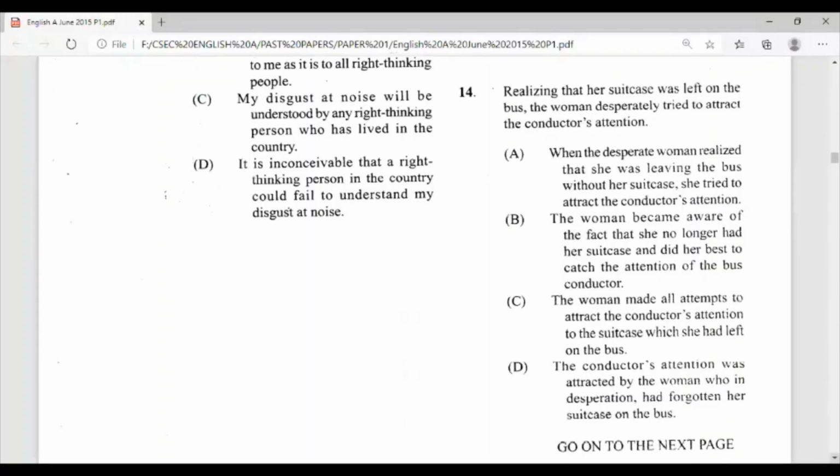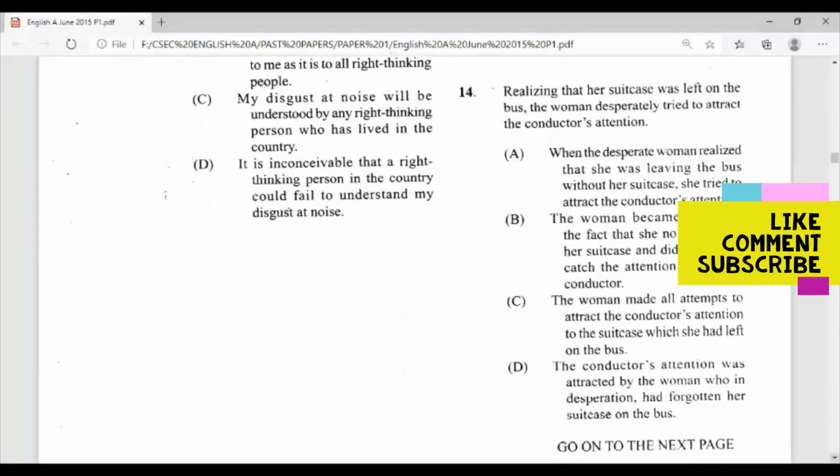Realizing that her suitcase was left on the bus. Now, if you realize that something is left on the bus, you are probably not on the bus anymore. And the woman desperately tried to attract the conductor's attention. To be desperate, it's like you don't have many options. Oh my gosh, I need this problem fixed. I need to fix this mess I'm in. So the woman was desperately trying to attract the conductor's attention, meaning to get him to see her, and of course probably in order to get him to notice that he needs to stop the bus maybe so that she can retrieve her suitcase.